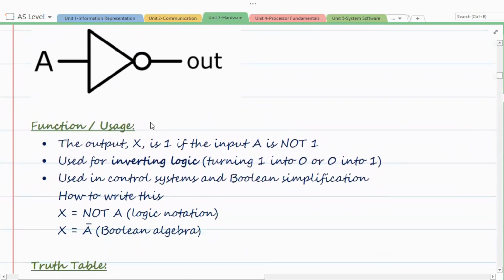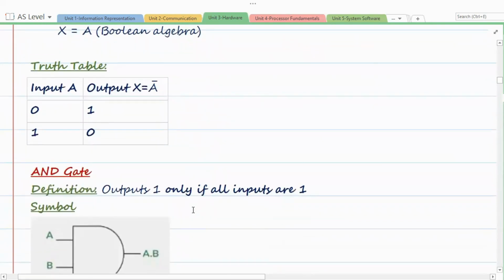If people ask what is the function or usage of a NOT gate, in that case, you just need to say that it is used to invert whatever input you are getting, invert the logic, turning 1 into 0 or 0 into 1. And this is used in control systems. Let's have a look at its truth table.